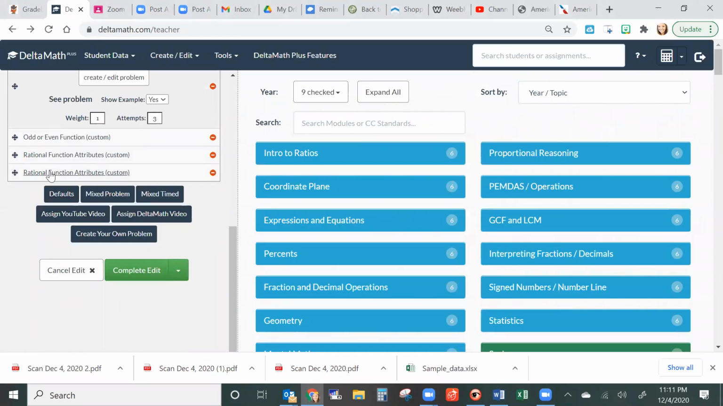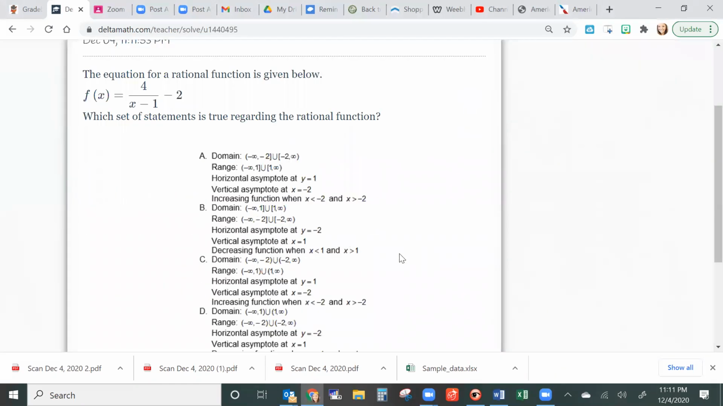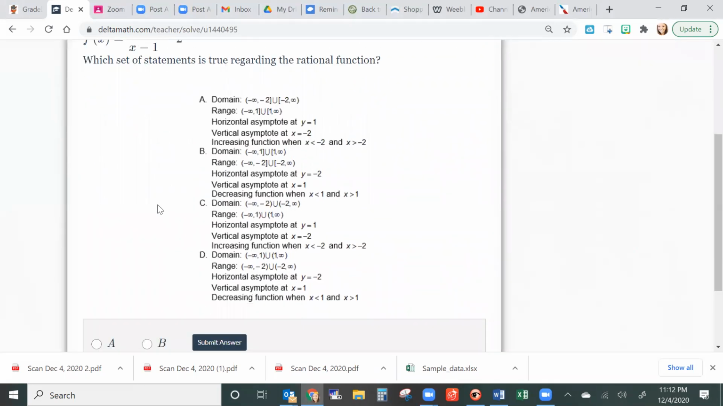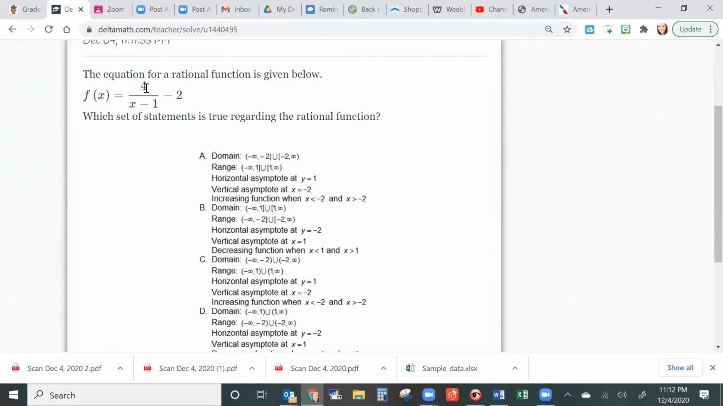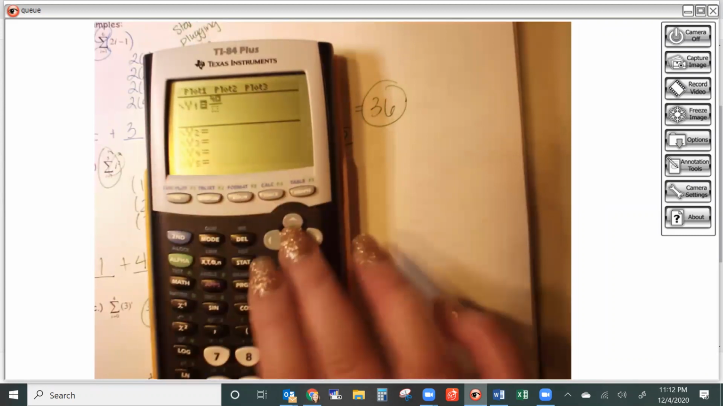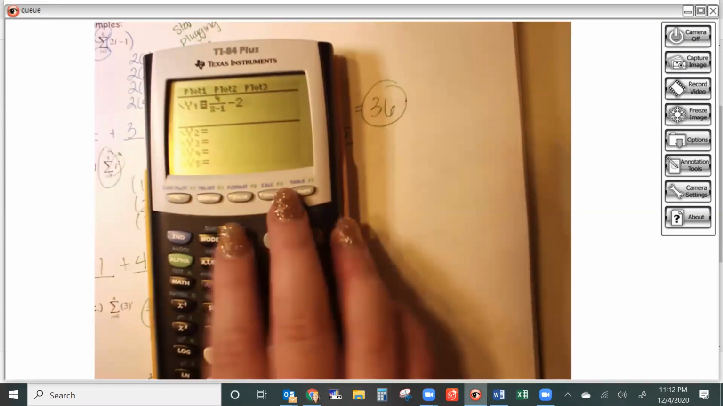Last one. Let's do rational attributes of functions. I'm going to click on the very last question on part 2. Remember, you can always graph these. You could do it by hand, but I'm going to just go ahead and graph this one. So it's 4 over x minus 1, minus 2. So I'm going into y equals here, opening up my fraction, x minus 1, and then I think it was a minus 2. Yes, minus 2. Okay, I'm going to hit graph here.